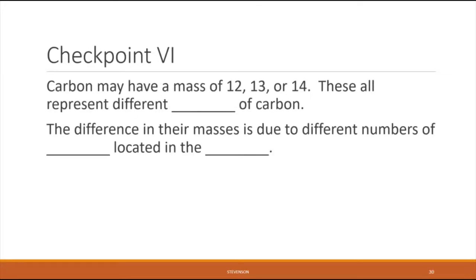And one more fill in the blank checkpoint. Carbon, as we saw before, may have a mass of 12, 13, or 14, and these all represent different what's of carbon. And the difference in their masses is due to different numbers of what located in the where.